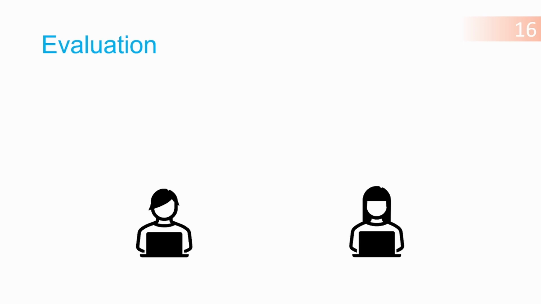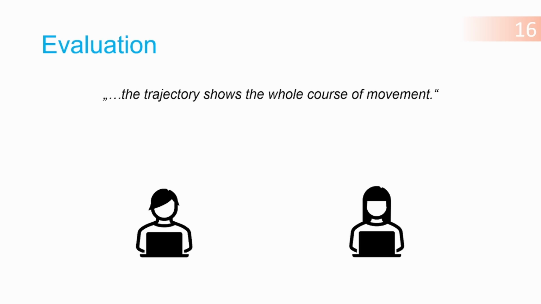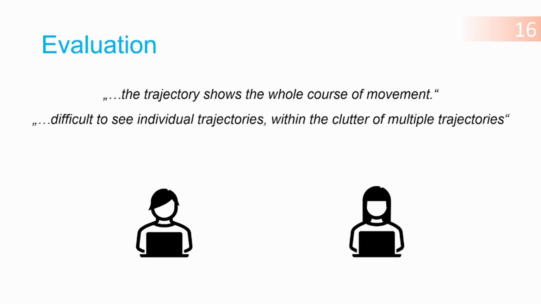These tasks were related to the movement patterns and the gaze distributions shown in the visualization for a specific data set. The main points participants were saying were that the trajectory visualization within the space-time cube provides the whole course of movement. Therefore, the participants were able to see the different motion patterns. Also, they mentioned that visual clutter appears when multiple trajectories are visualized. This made it difficult to follow the individual trajectories.